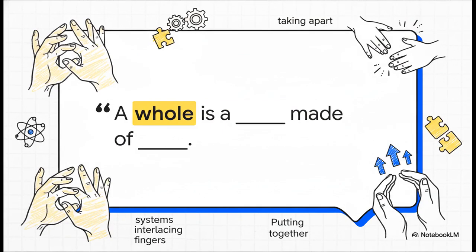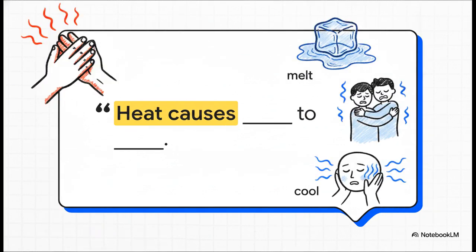For our Lesson 3 systems TEEs, the sentence frame is, "A whole is a ___ made of ___." This is modeled by interlacing your fingers together for a system, separating your hands completely to take apart, and cupping your hands together to put together. Finally, in Lesson 4 for changes in matter, use the frame, "Heat causes ___ to ___." Have students briskly rub their hands together to create friction for heat. Open their fists downward like dripping liquid for melt. Hug themselves and shiver for freeze, and gently fan their faces with their hands for cool.